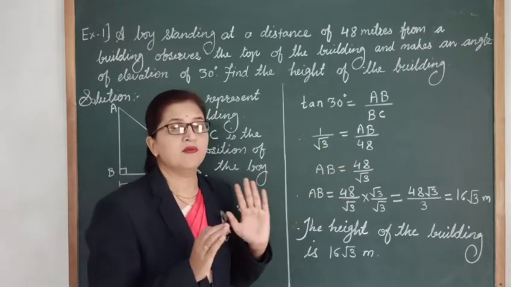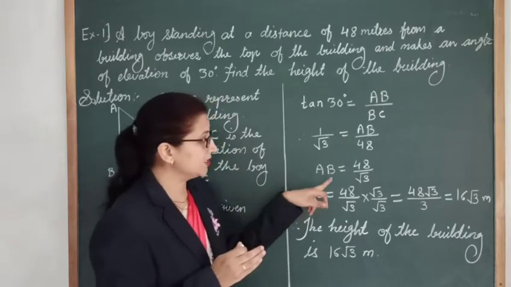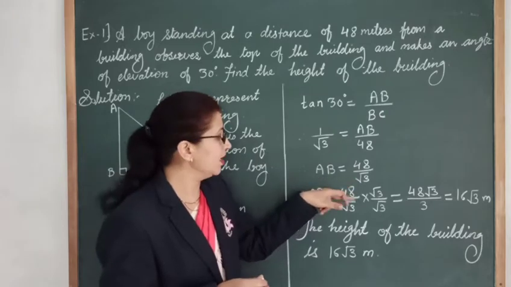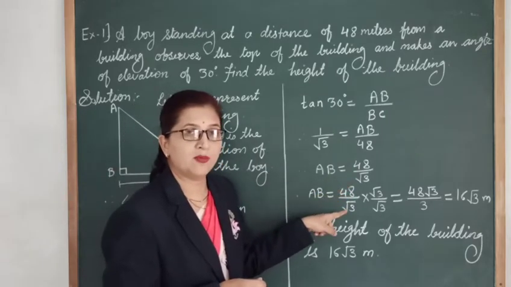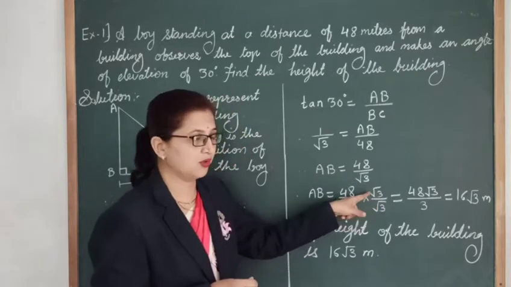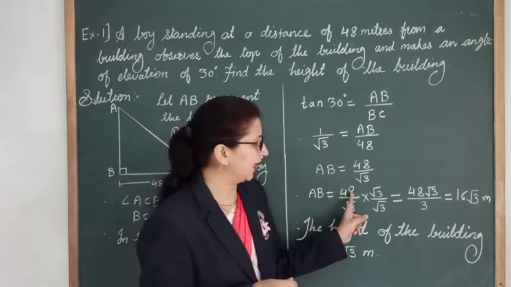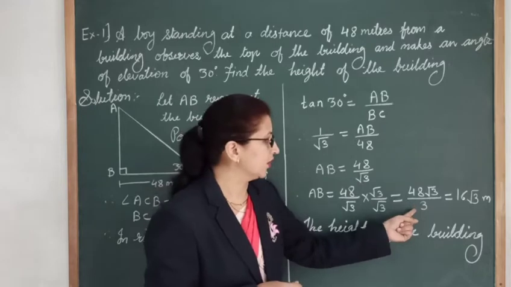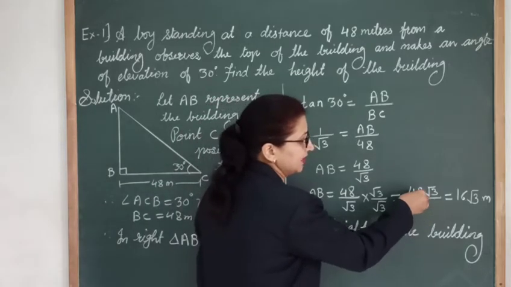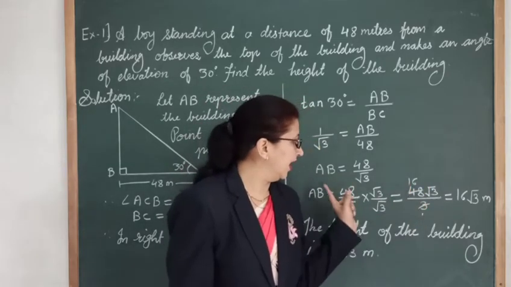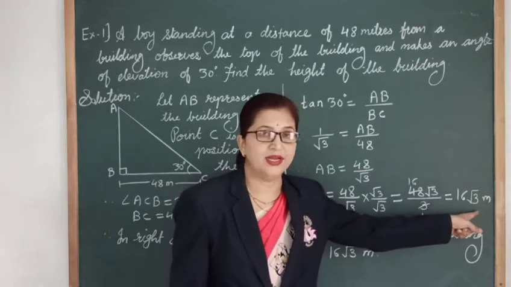Whenever we get such a question where the denominator is a root, we have to rationalize the denominator. So AB is equal to 48 upon root 3. To rationalize this, we multiply the numerator as well as the denominator by root 3. So we get 48 root 3, and root 3 into root 3 gives 3. Now we can simplify this: 3 sixteens are 48. So in this way we get AB equal to 16 root 3 meters.